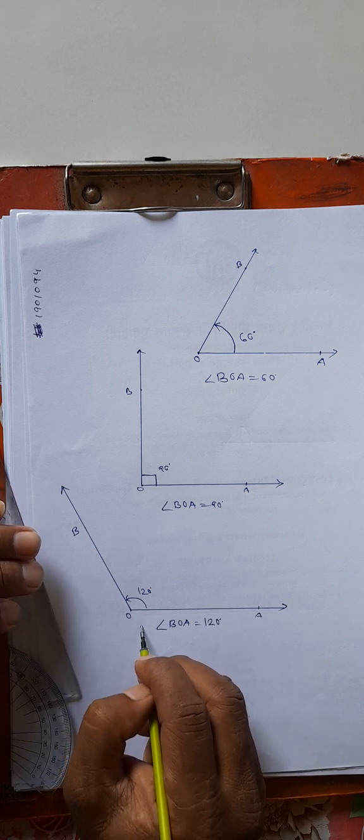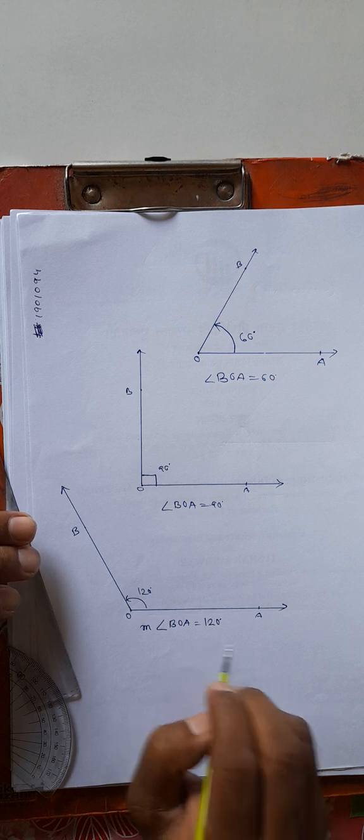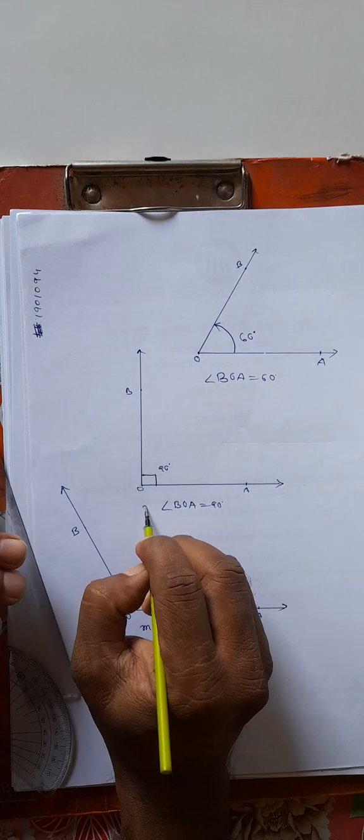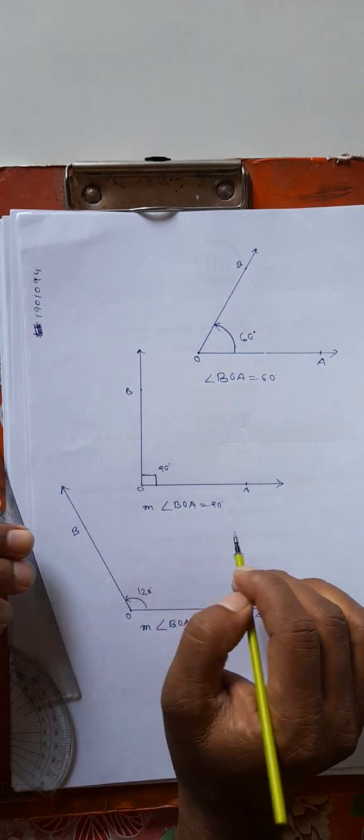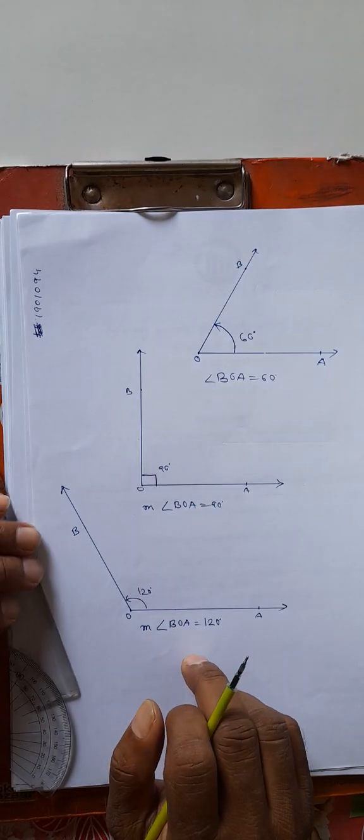Sometimes we use this symbol M for the measurement of angle BOA. So you can also write it as the measurement of angle BOA is here 90 degree, here 120 degree.